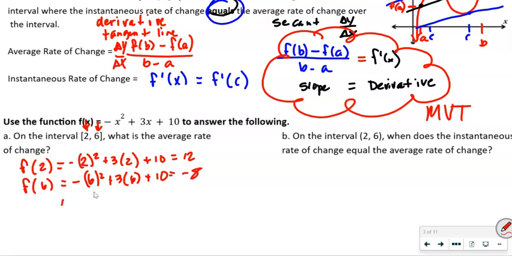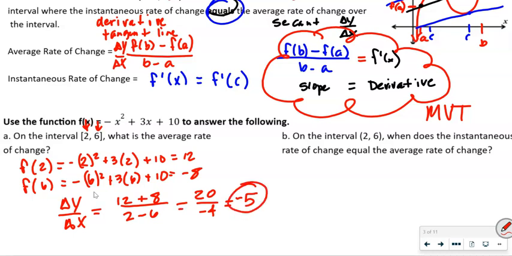So again, remember we're doing delta y, changing y over changing x, right? So that's going to be 12 minus the minus 8, that would be plus 8, right? And then 2 minus 6. So that's going to be 20 over negative 4. So that means this value is going to be negative 5, okay?